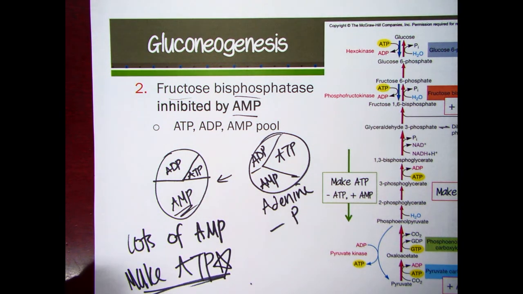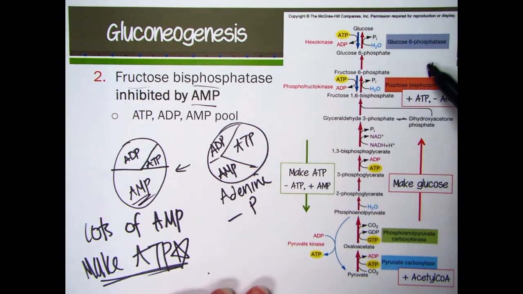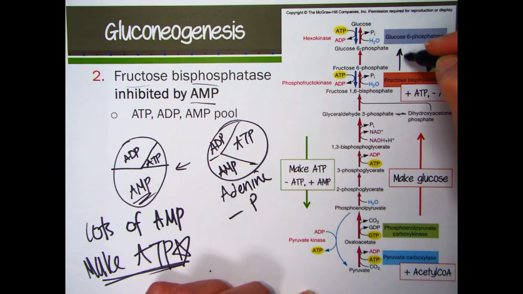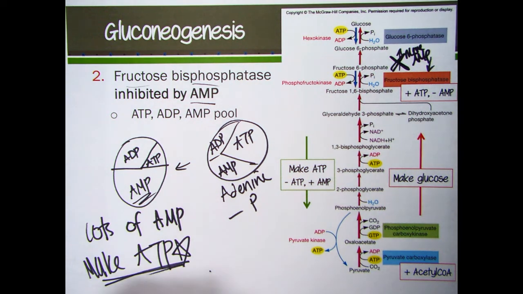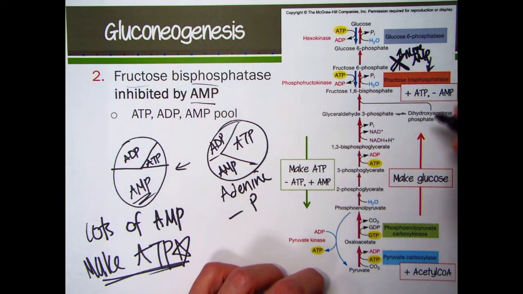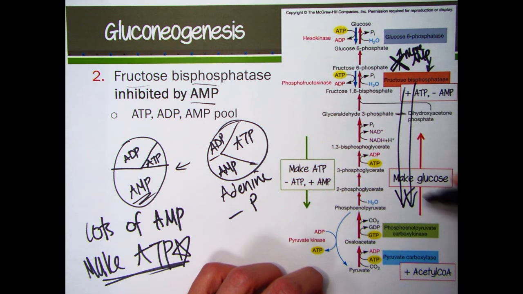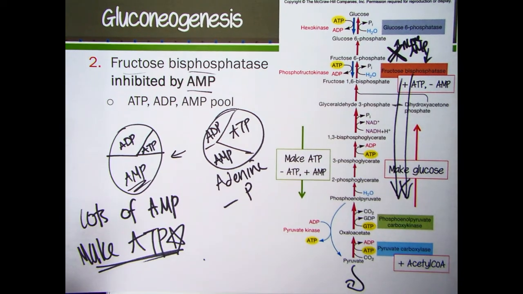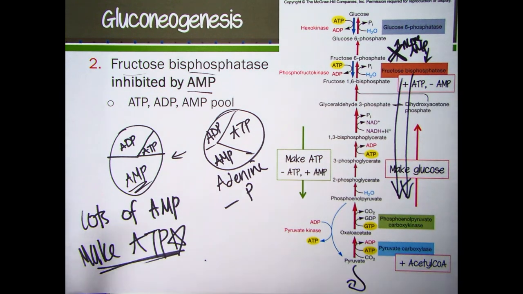And so fructose bisphosphatase, right here, is inhibited by AMP. So more AMP makes this step happen less, and so the more AMP you have, the more glycolysis happens. And so then we can go into the Krebs cycle and then on to electron transport and oxidative phosphorylation. So hopefully that makes sense to you guys. That is the 2 regulatory steps of gluconeogenesis that we are going to learn.